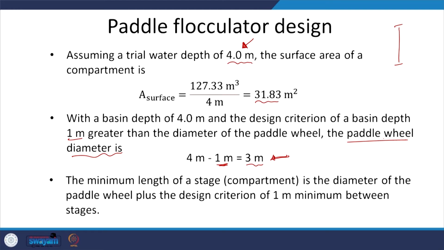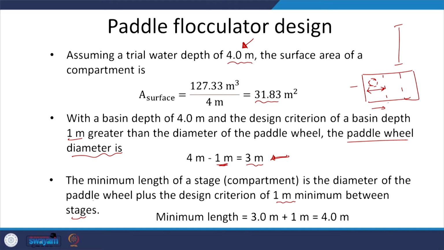So for example, let me draw this. This is the length, but keep in mind that there are 3 compartments. The minimum length of a compartment is the diameter of the paddle wheel. So here I am going to have paddle wheels, and they are going to rotate out here. So it will be the diameter of the wheel plus the design criterion of 1 meter minimum between the stages. So 3 and 1 meter, so 4 meter.